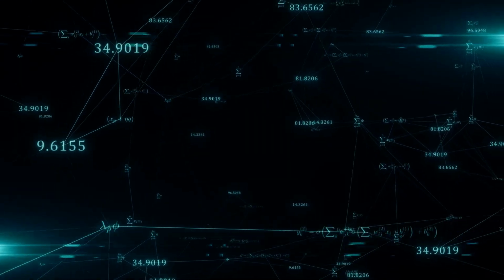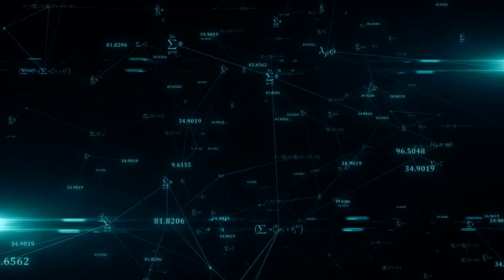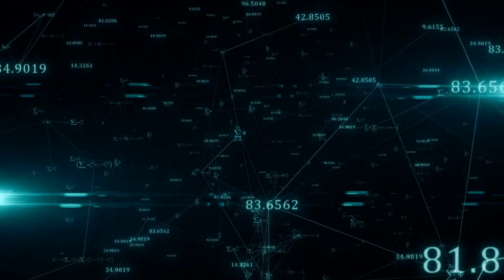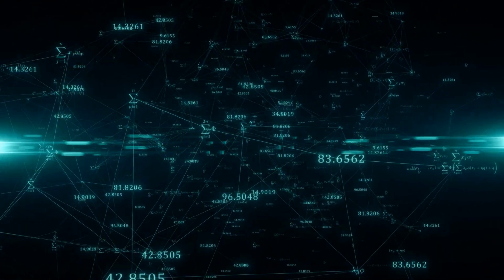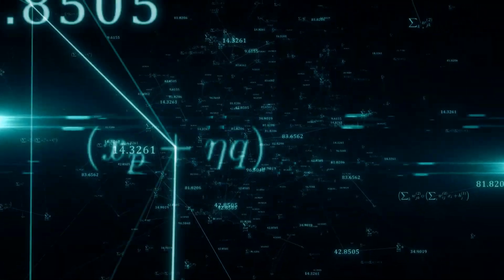Now, an inverse of a matrix is much like a reciprocal of a number. Just as multiplying a number by its reciprocal gives us 1, multiplying a matrix by its inverse gives us the identity matrix. But why is this important, you might ask?